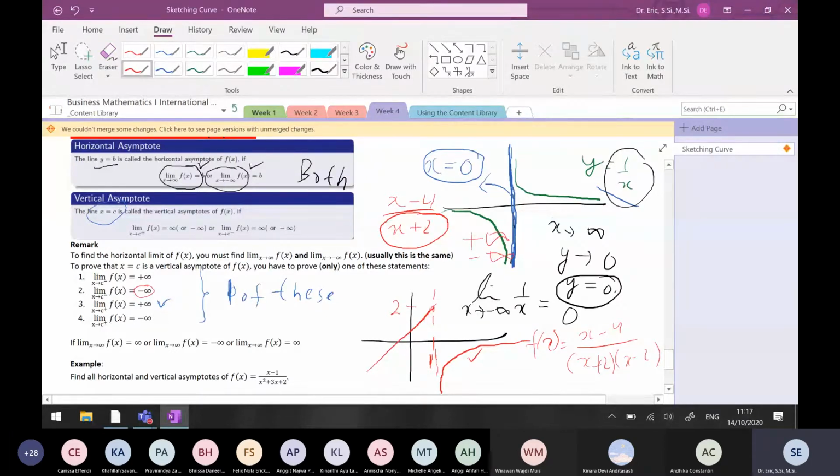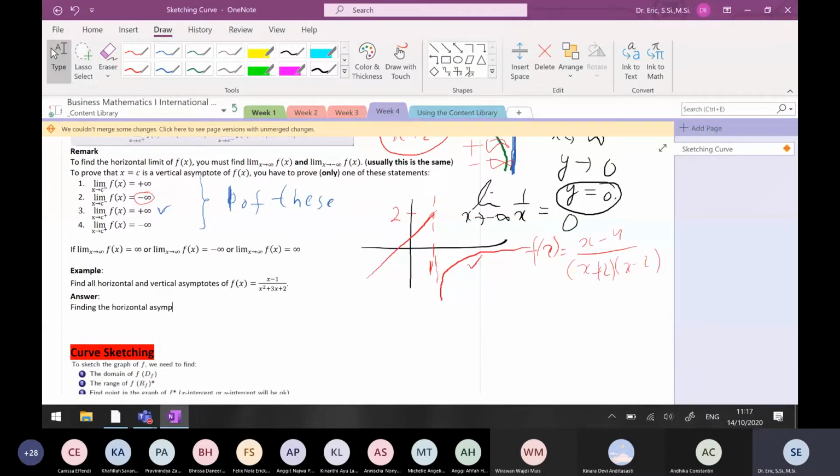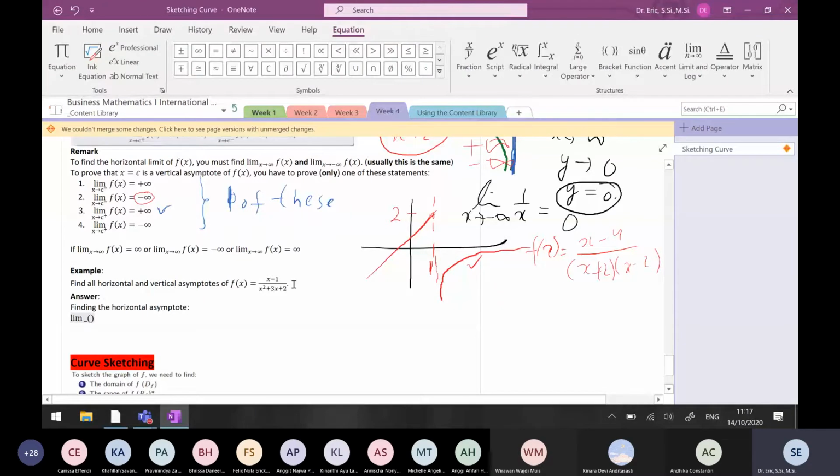Okay, so let's do this. Find all horizontal asymptotes and vertical asymptotes of f(x). I want an answer. First, I want to find the horizontal asymptote. To find the horizontal asymptote, I have to find a limit as x goes to infinity. I want to find to what value it goes.